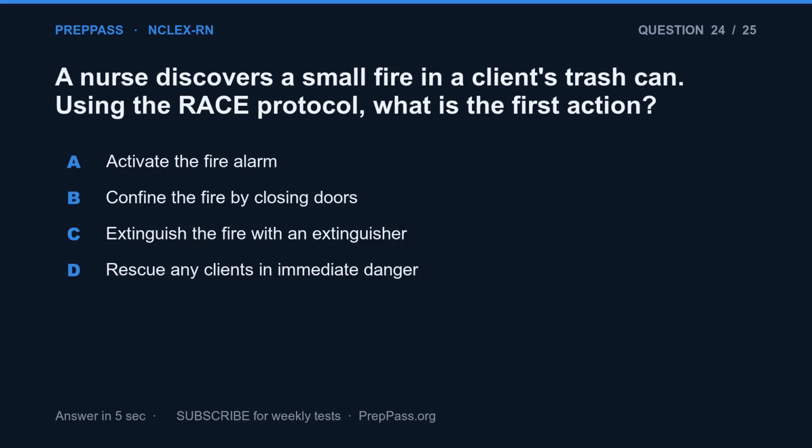Question 24. A nurse discovers a small fire in a client's trash can. Using the RACE protocol, what is the first action? A. Activate the fire alarm. B. Confine the fire by closing doors. C. Extinguish the fire with an extinguisher. D. Rescue any clients in immediate danger.